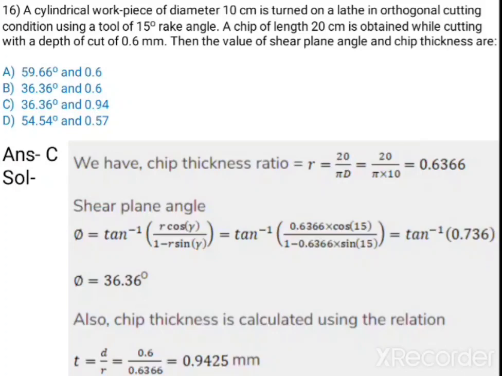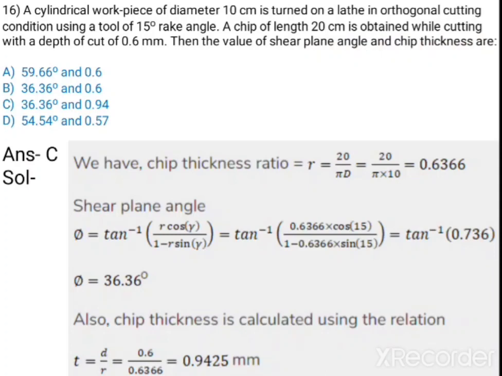So question number 16: a cylindrical workpiece of diameter 10 cm is turned on a lathe in orthogonal cutting condition using a tool of 15-degree rake angle. A chip of length 20 cm is obtained while cutting with a depth of cut of 0.6 mm. The value of shear plane angle and chip thickness are. So they ask for two values: one is the shear plane angle and the second one is the chip thickness.